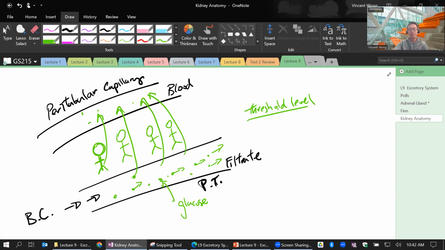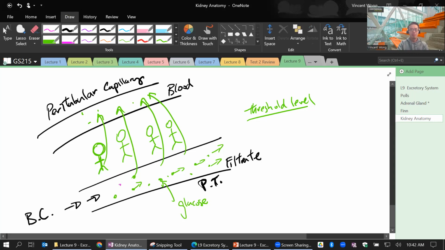Okay, so if there are these pink molecules that we need to take back, maybe some potassium or whatever, then you will need a pink transporter to take them back. And if they are working at full speed, then they've reached the threshold, and you won't be able to absorb any further.